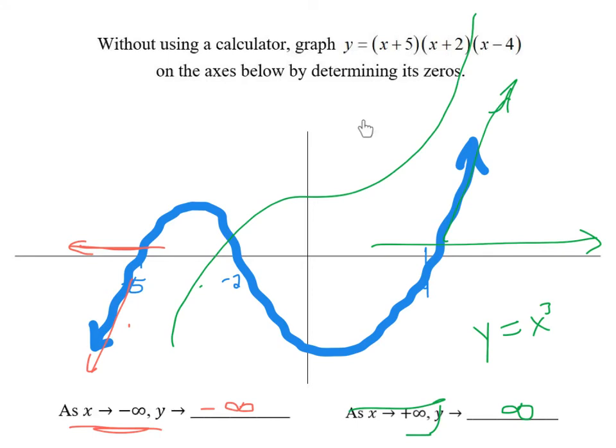I will just mention there is one more way we can know that the graph is going to do this, as opposed to what we had set up before, where it would come down, go up, and then come back down. And that is by looking at the y-intercept. Earlier we let y be 0 and found the x-intercepts. If we let x be 0, plug this in here, we'll just end up with 5 times 2 times negative 4, which ends up being negative 40.